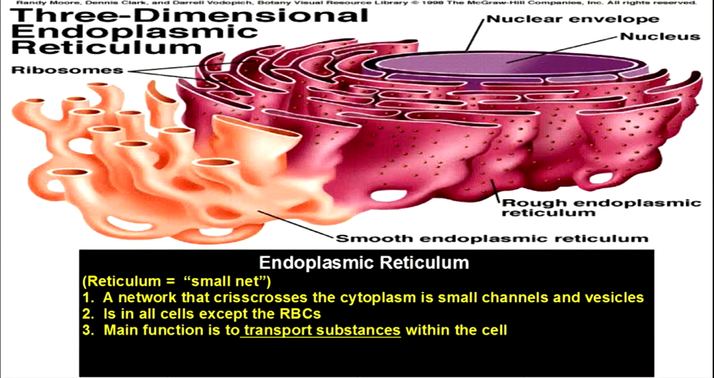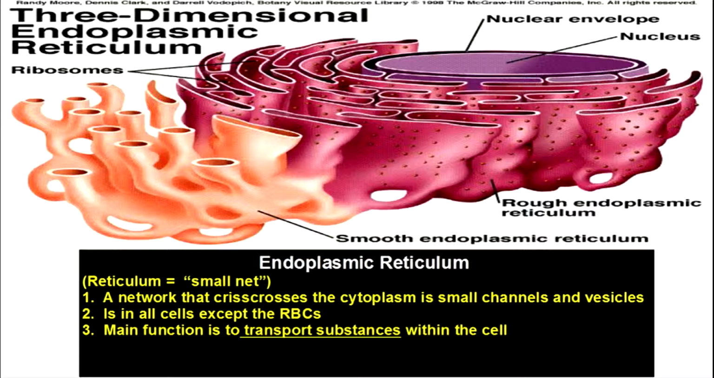And so here you've got the nuclear envelope, and you've got the nucleus, and then right next to that, you have this small net of networked highways. It's known as an endoplasmic reticulum. It goes from rough to smooth. What makes it rough? The ribosomes. So you have a network of crisscrossing small channels and vesicles. And this is it right here.